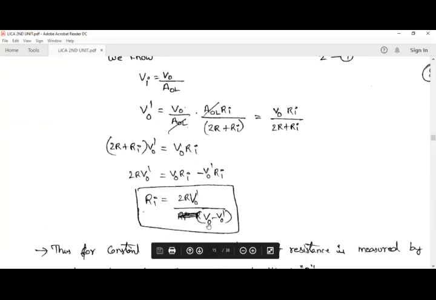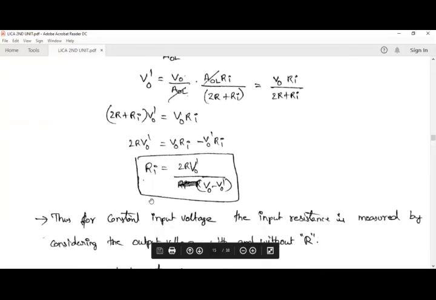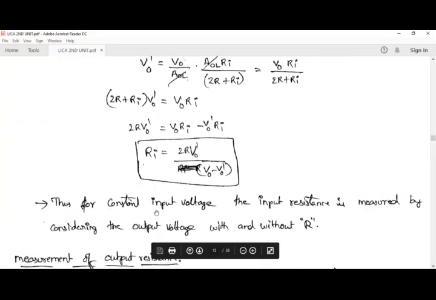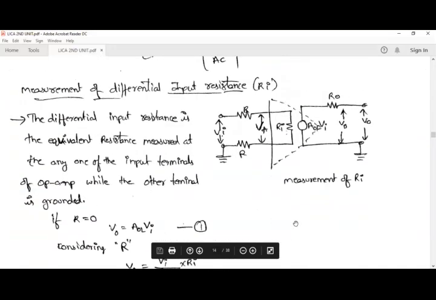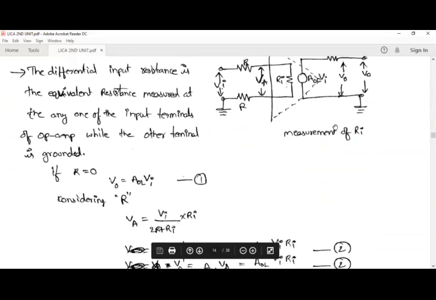So when resistance is not present, V naught will be low, and when resistance is present, V naught will be high. Because of that, we will get a high resistance value. Thus, for constant input voltages, the input resistance is measured by considering the output voltage with and without R. This is how we measure the input resistance using this circuit for an operational amplifier.